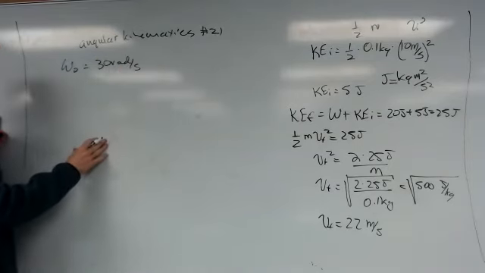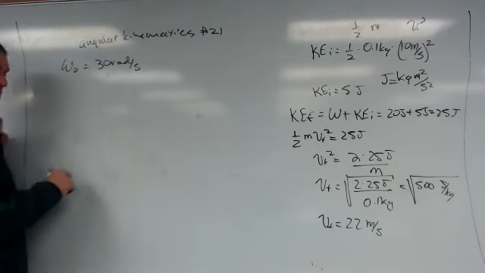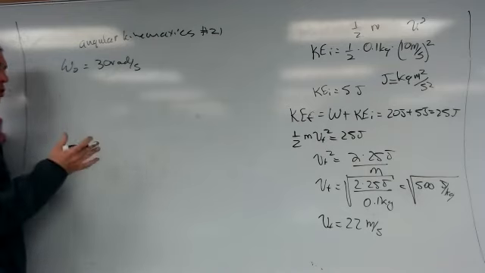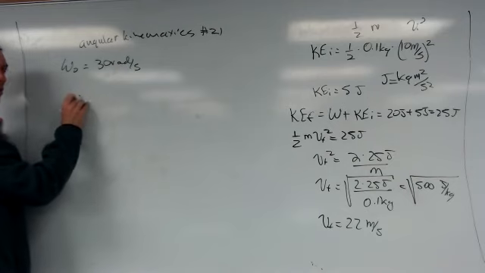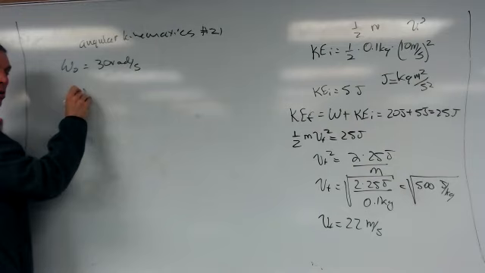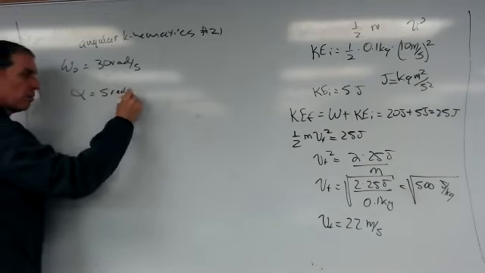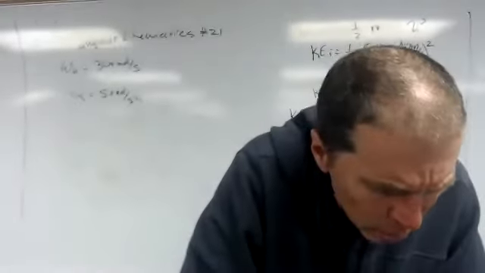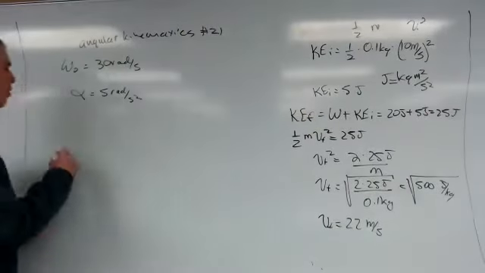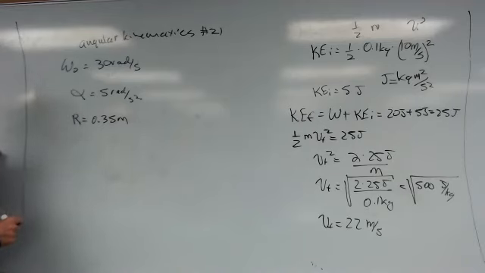And then you said it's doing what? Just wanting to know how far it travels in 5 seconds. But before we get to that, what other piece of information did they give us? Accelerating. And what's that variable? What kind of acceleration are we talking about? Angular acceleration. So what's the variable? Alpha. Alpha is 5. And then later on it says, if it's got a radius of 0.35 meters, so R equals 0.35 meters, right?